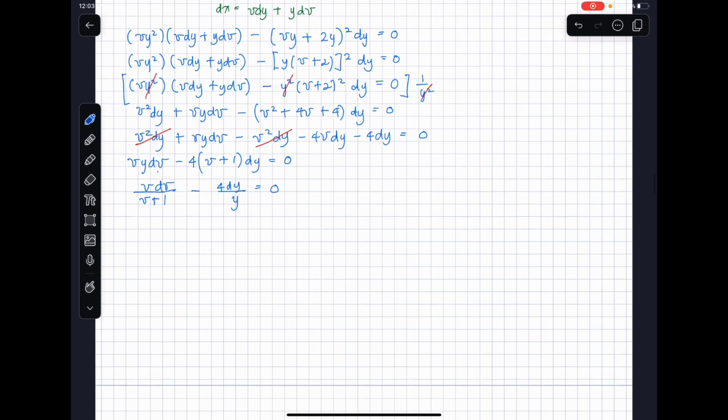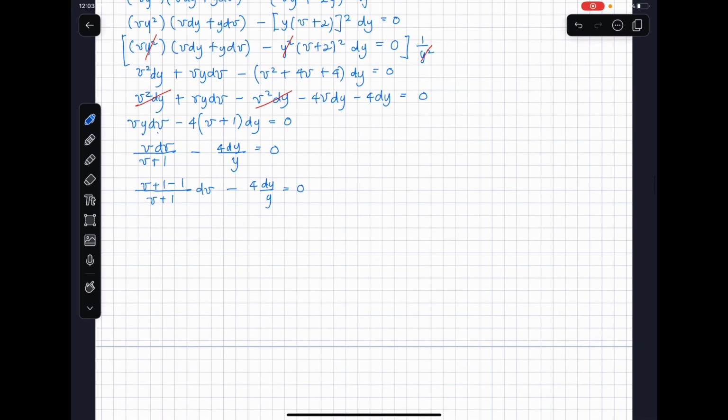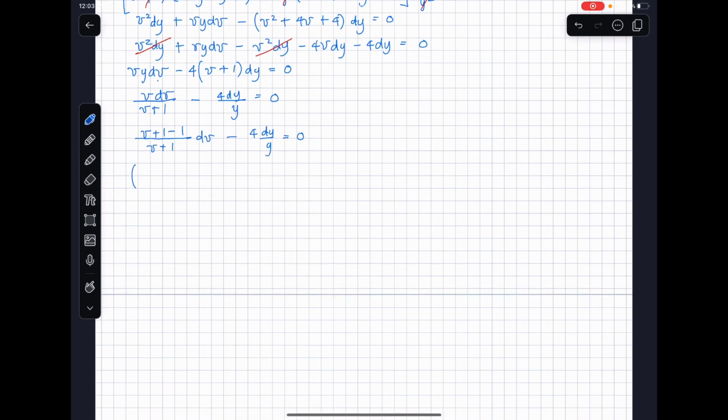So this is already separated, but then we have an improper fraction, v over (v plus 1). So we can make this one as (v plus 1 minus 1), so as to separate it into two terms, then minus 4 dy over y is equal to 0. So this one will become (1 minus 1 over (v plus 1)) dv, then minus 4 dy over y is equal to 0. We can now integrate as v minus ln of (v plus 1) and minus 4 ln y is equal to c.